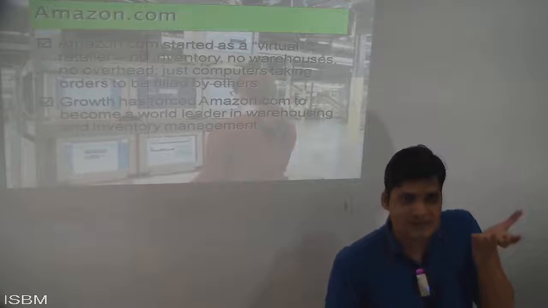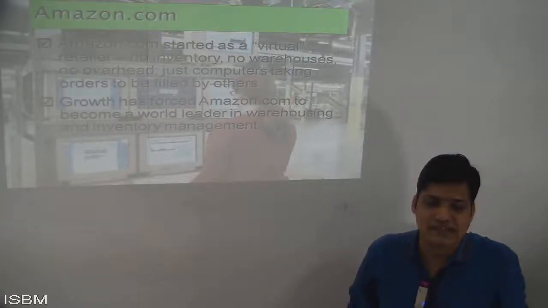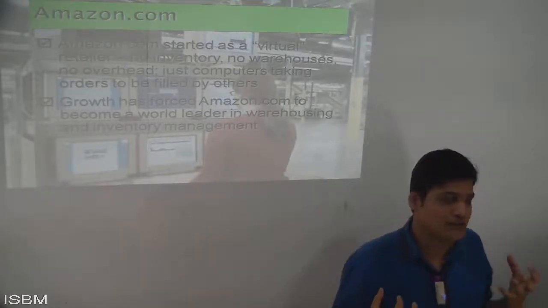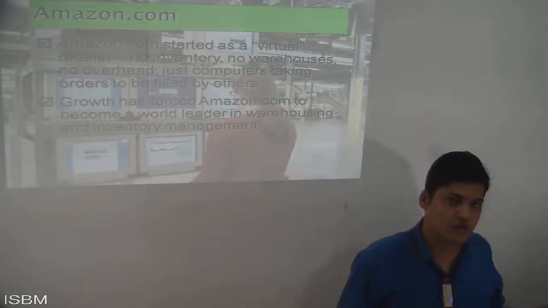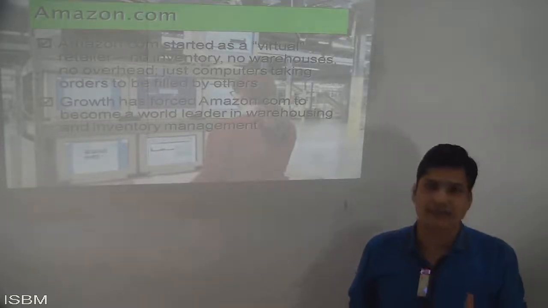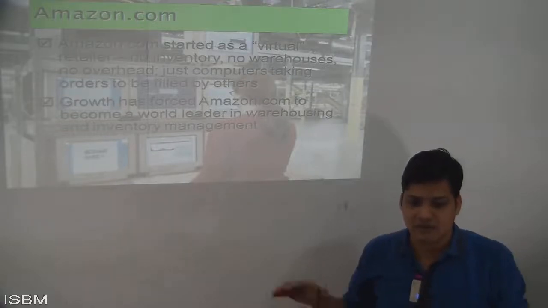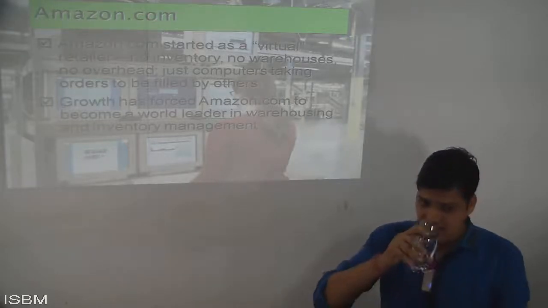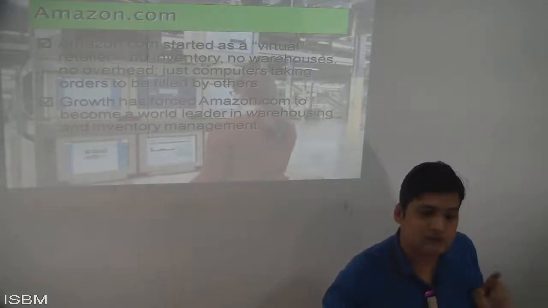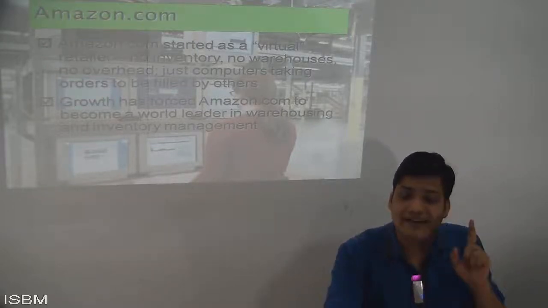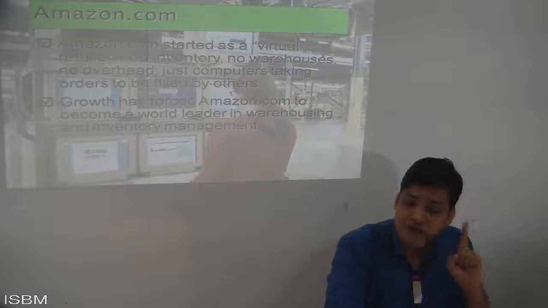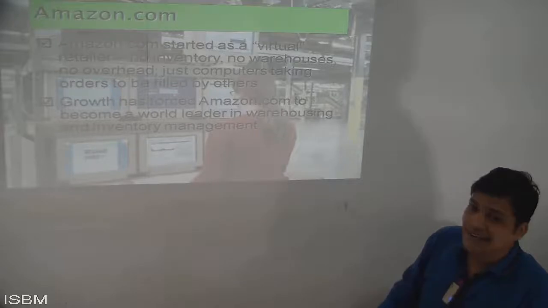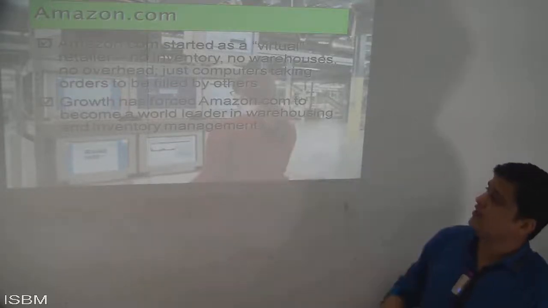So when the demand increases, the company automatically has to create a warehouse or inventory, so that when the demand comes, they have stock there and can deliver the product directly to the customer. So there is no gap between demand and supply. That's why it is written that growth has forced Amazon.com to become a world leader. Just remember this phrase: world leader in warehousing and inventory management.